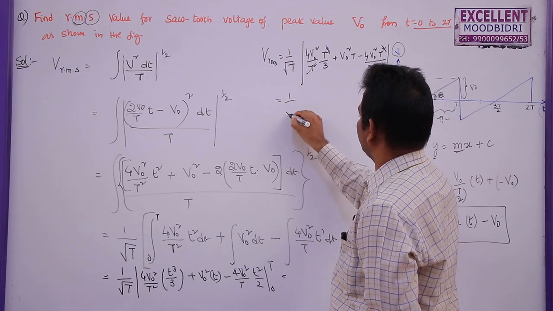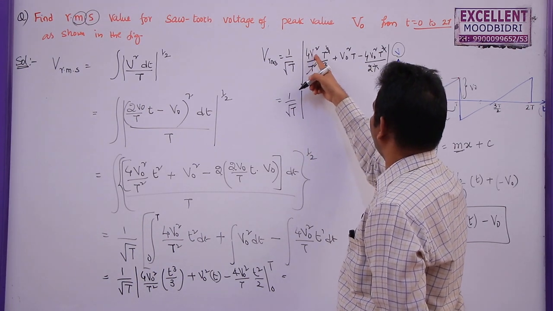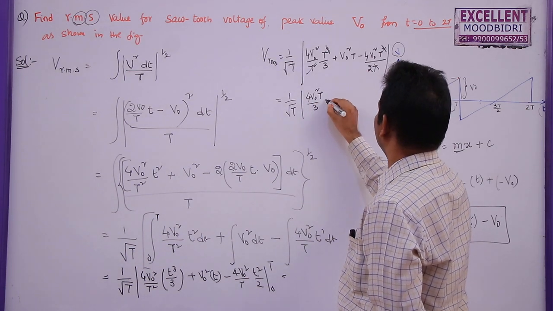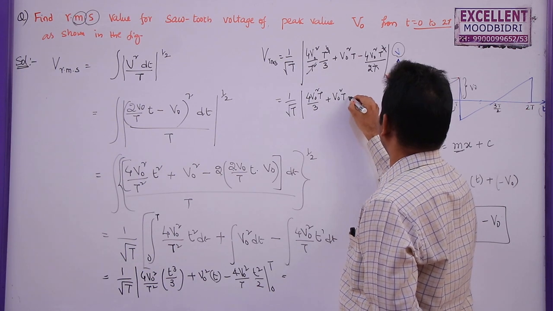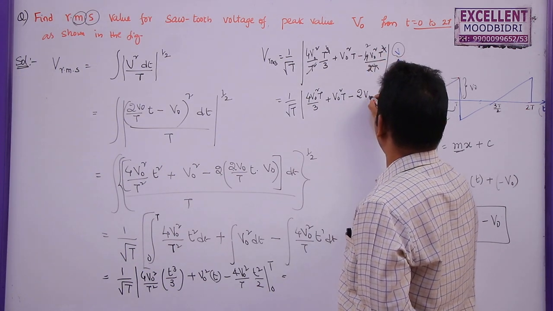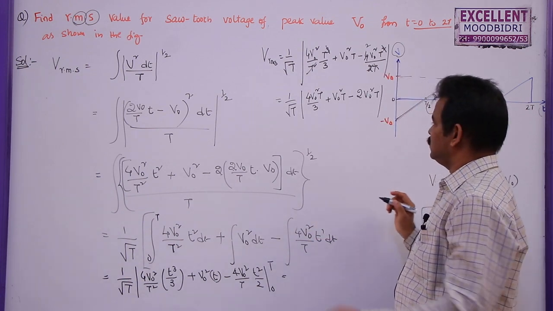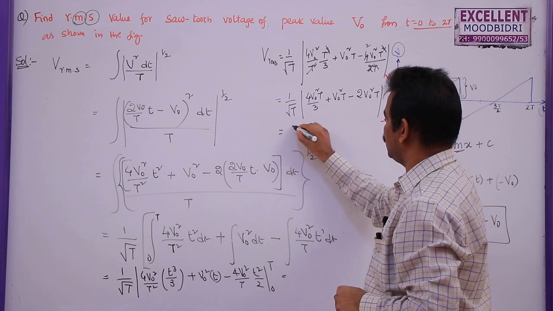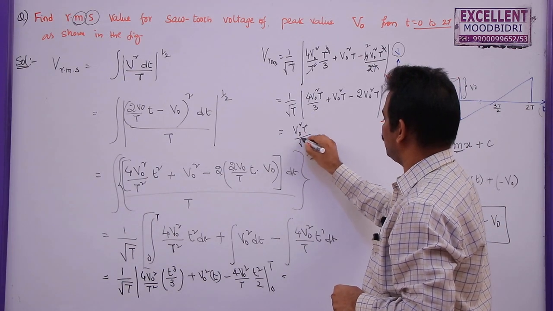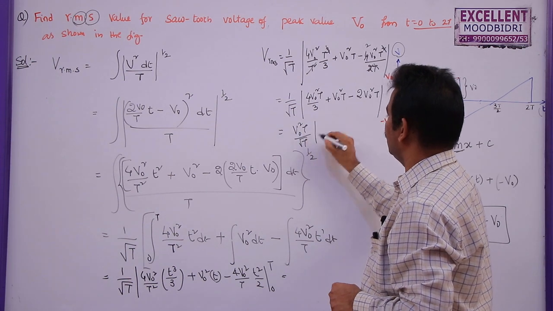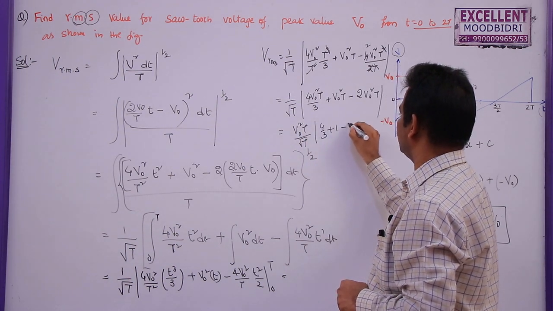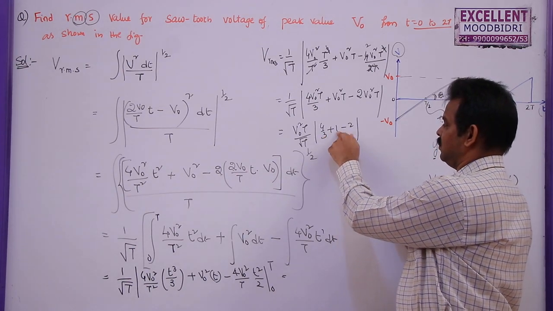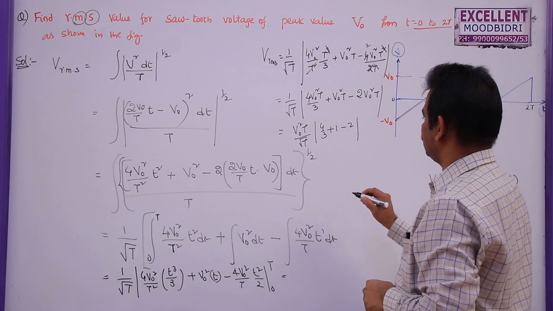Now this can be written as 1 by root T, 4 V0 square T by 3 plus V0 square T minus 2 V0 square T. You can see this is V0 square T, V0 square T, V0 square T. So I can take V0 square T by root T as a common constant. The remaining terms are 4 by 3 plus 1 minus 2. Now take the LCM: 4 plus 3 is 7, minus 6 is 1. So this will be 1 by 3.